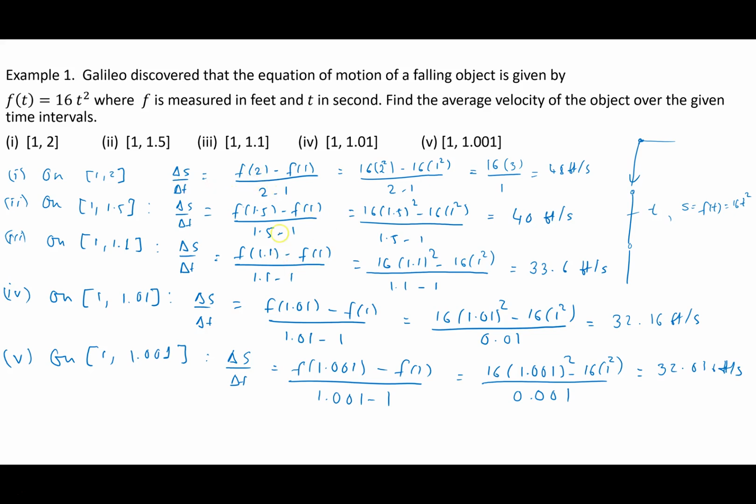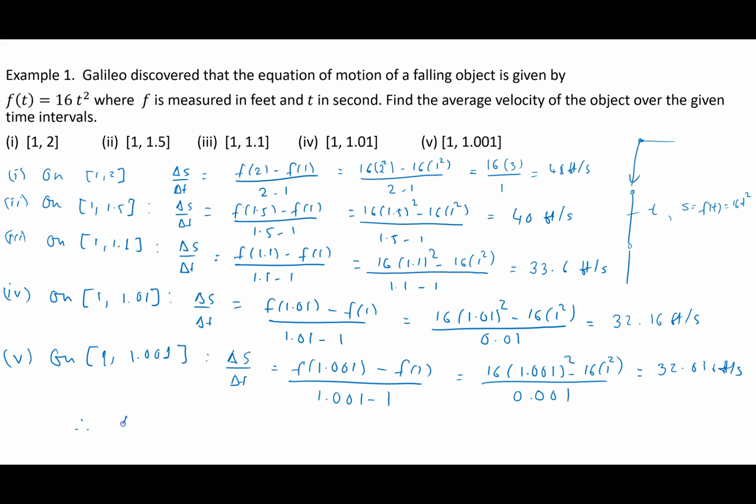Okay, all right, so in this example we know how to find the average velocity just by using the simple formula, change in position divided by change in time. But I also want you to observe the fact that the time interval is getting shorter and shorter, and the time is getting closer and closer to 1. And if the time is getting closer and closer to 1, the average velocity is getting closer and closer to 32. If the time is very, very close to 1, then the average velocity is going to be very, very close to 32.